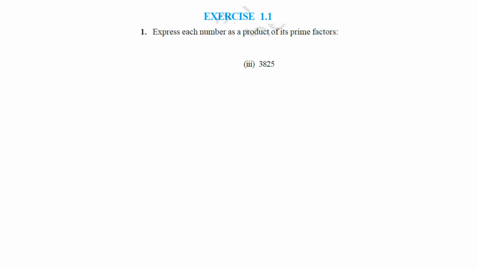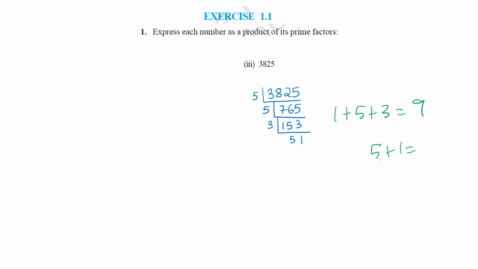Coming to a bigger number, 3,825. It's divisible by 5, 5 again. What about 153? It's not divisible by 2. Is it divisible by 3? It is, because 1 plus 5 plus 3 is 9. And 51, once again divisible by 3. 5 plus 1 is 6, a multiple of 3. So 3 times 17 is 51.